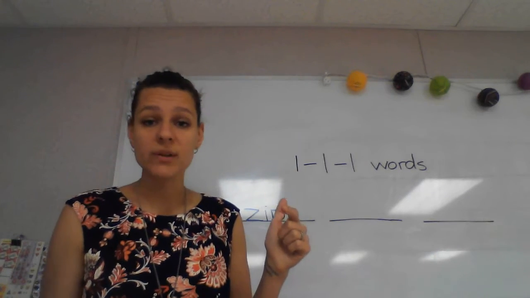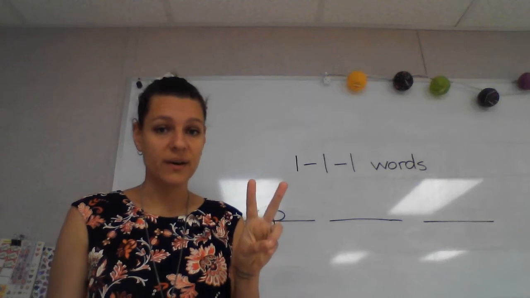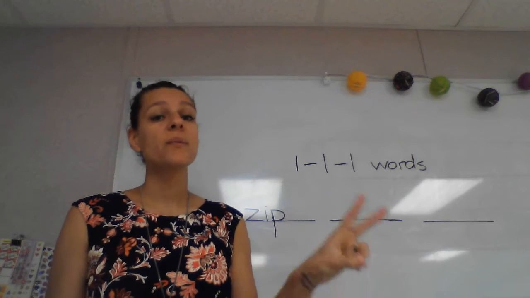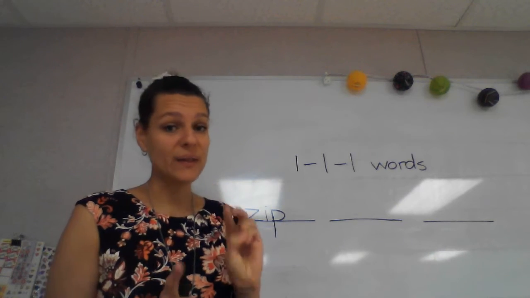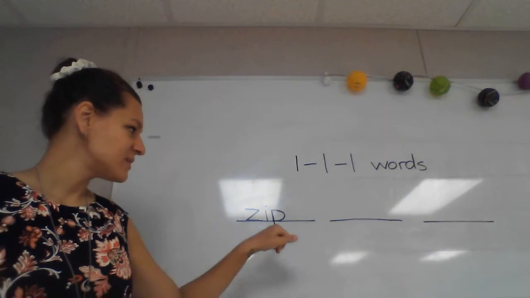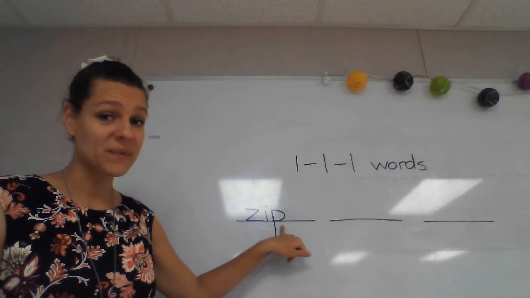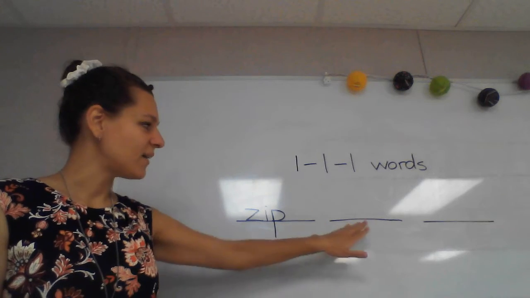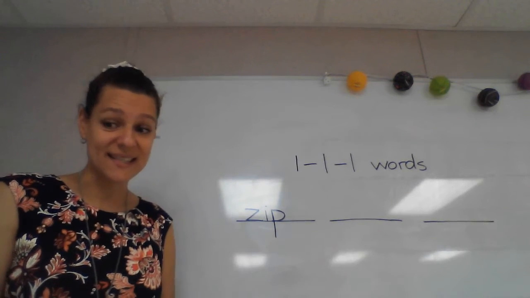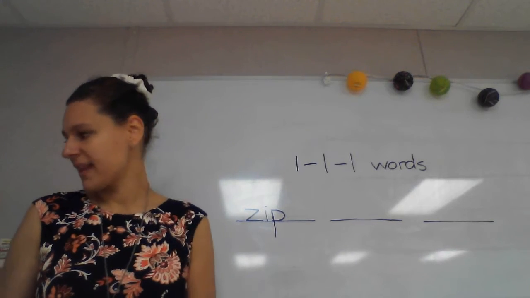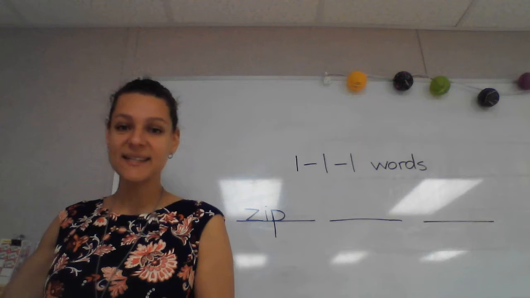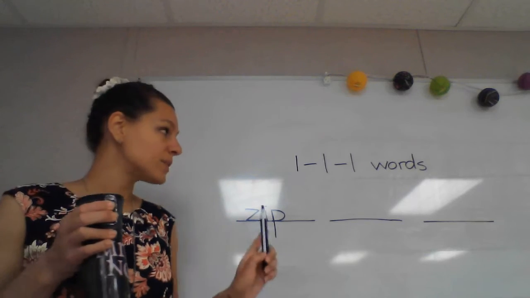So how many syllables are in zipper? Good, there are 2. But before we add our vowel suffix, which is it? Good, e-r. What do we have to do to this last consonant? Good, double it. All right, so write zipper on the second line, and do the markings after you write it. Remember, syllables and markings.